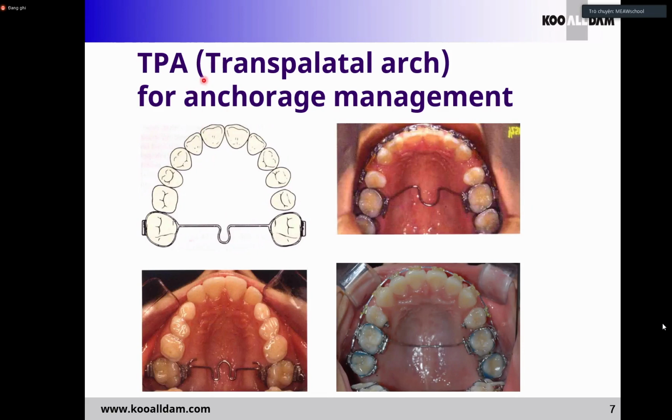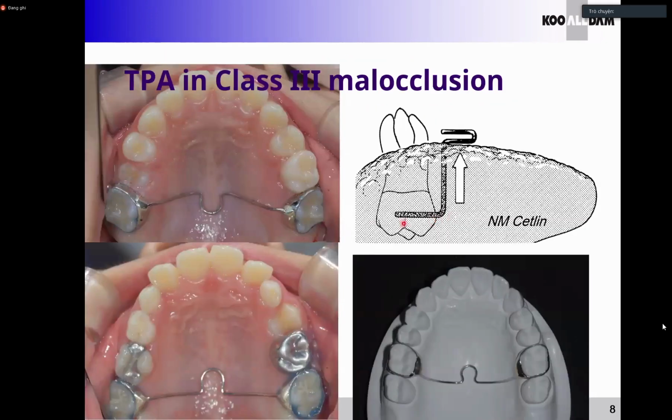We'll use TPA for anchorage management, especially when we extract upper first molar or first premolar, and then we want maximum retraction. So for maximum anchorage, we may use TPA. There are several types of TPA we can see. Usually, we can use TPA like this. The loop direction is backward.